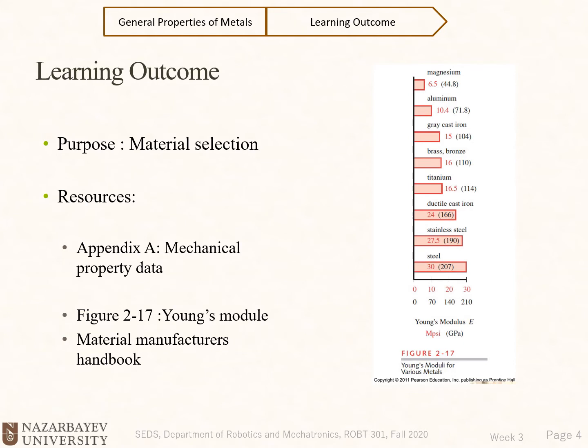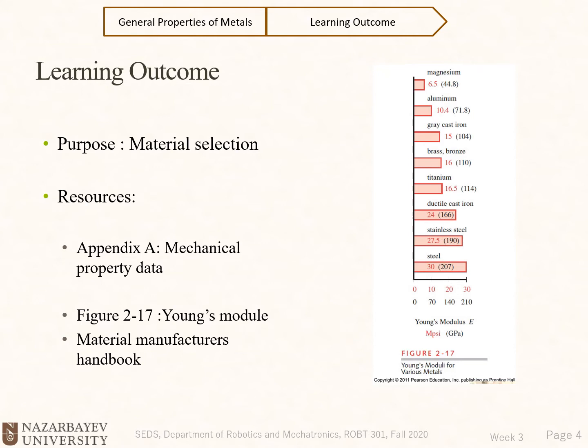What are our resources? We'll talk about a variety of resources, but when it comes to the main reference book, we have Appendix A, mechanical property data. So I suggest you refer to the book, go to Appendix A and try to discover this appendix, and Figure 2-17 Young's modulus, and finally the Material Manufacturer's Handbook. So these are the resources we have.